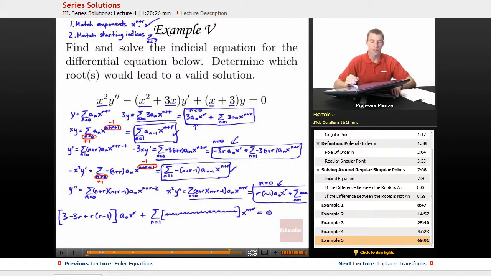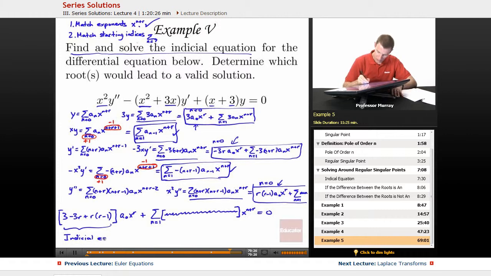And the reason I'm not going to bother is because of what the problem's asking me. The problem is just asking me to find and solve the indicial equation, and the indicial equation comes from this opening term right here. So this gives me the indicial equation. So we're going to find that, we're going to solve it, and we're going to see which values of r would lead to a valid solution. So let's keep going with that on the next page.